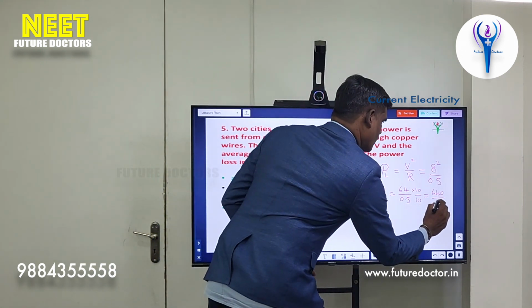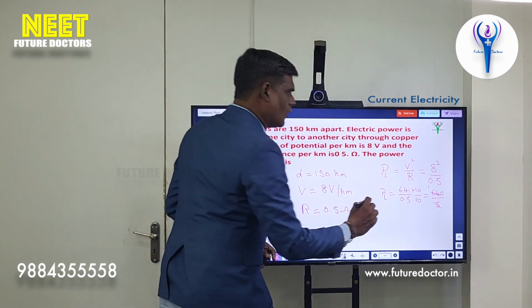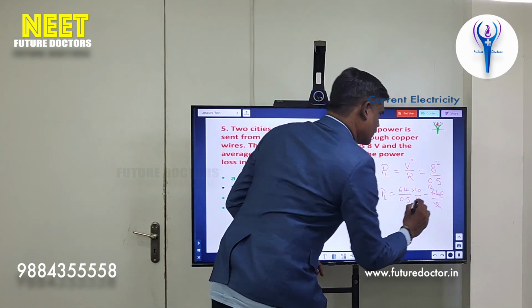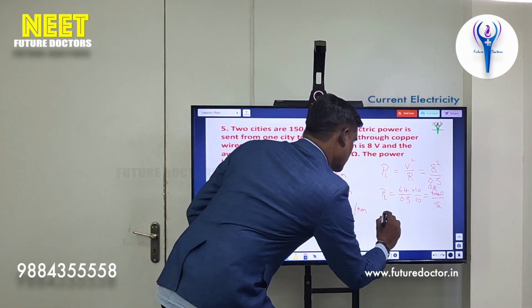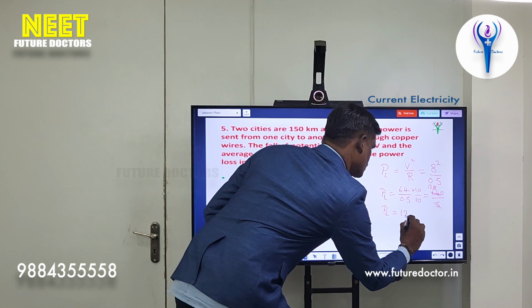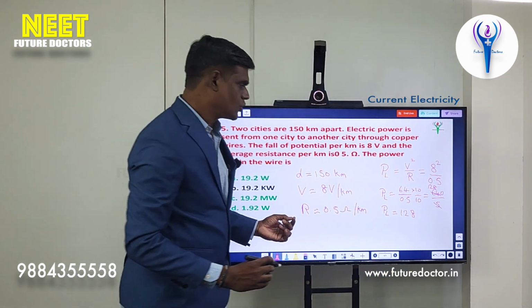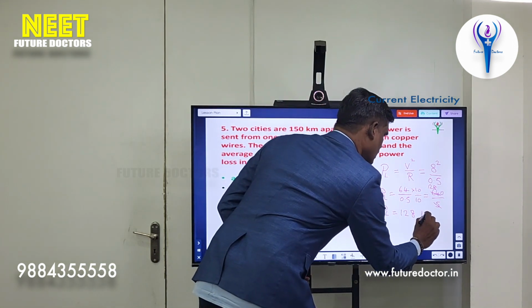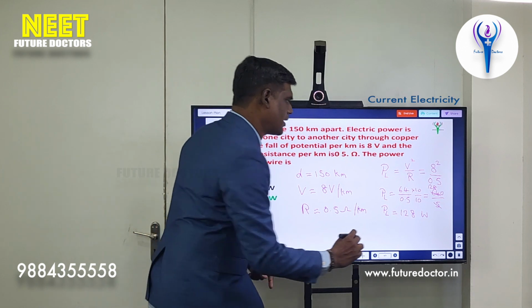Then 5 into 128 gives 640, so power loss is equal to 128. What's the unit of power? The unit of power is watt. This is for 1 kilometer, because everything here is per kilometer.